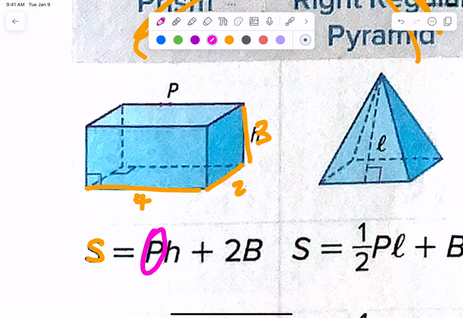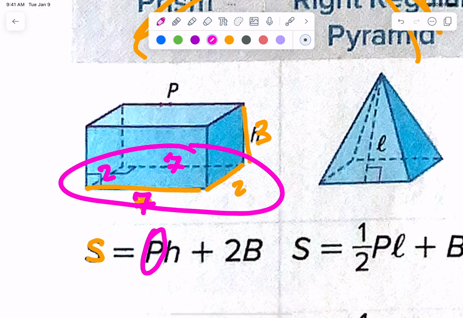What would the perimeter of the base be? Adding the sides: 7 plus 7 plus 2 plus 7 plus 7 plus 2 plus 2. That perimeter would give me capital P. Does that make sense? So 18 would be my capital P, okay?